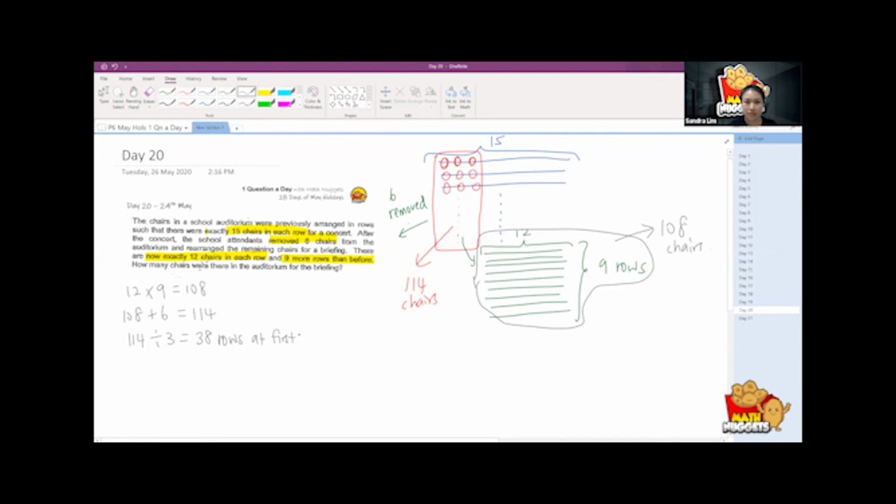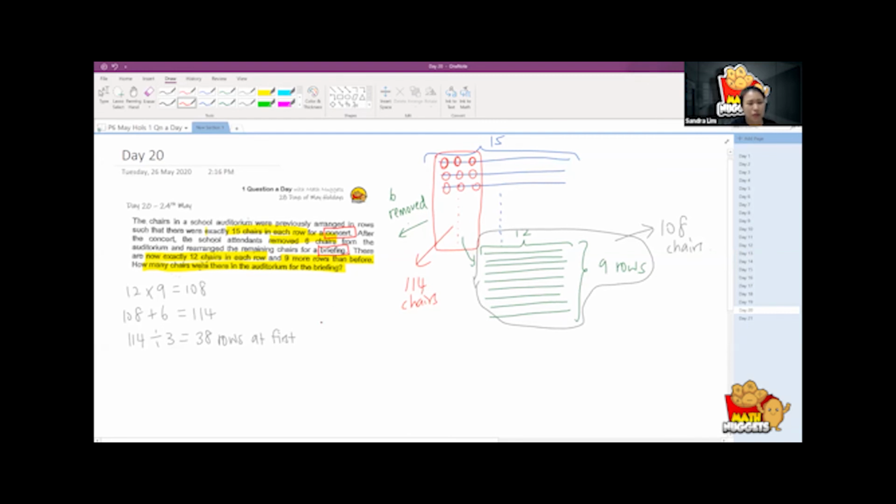Make sense? Take out 3 chairs from a row. 3 times 38 rows gives me 114 chairs. All right? So the question wants us to find how many chairs were there in the auditorium for the briefing. This is very tricky. For the briefing, at first, it was there for a concert. In the end, it was there for a briefing.